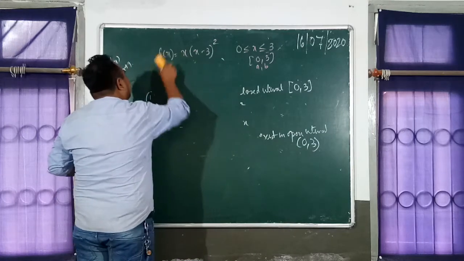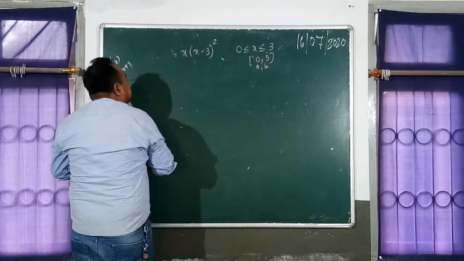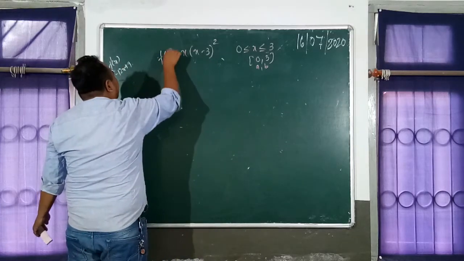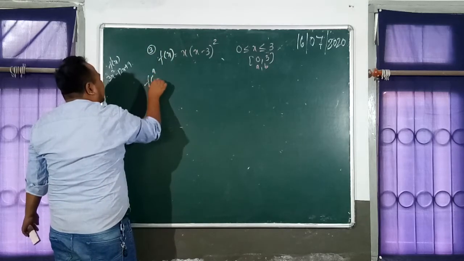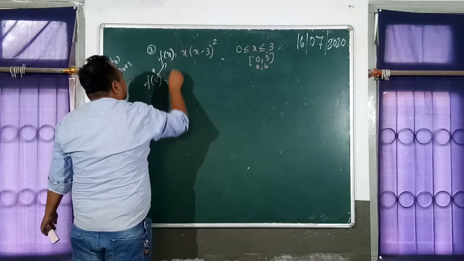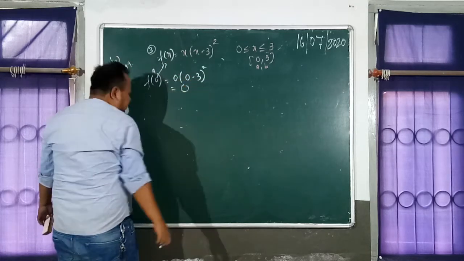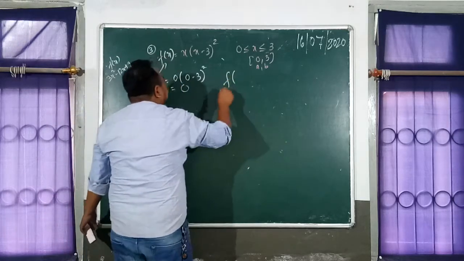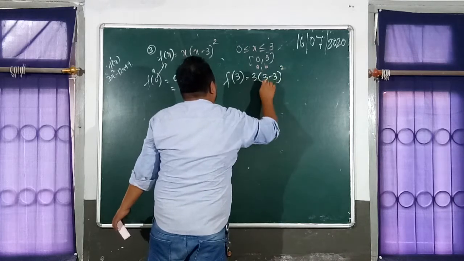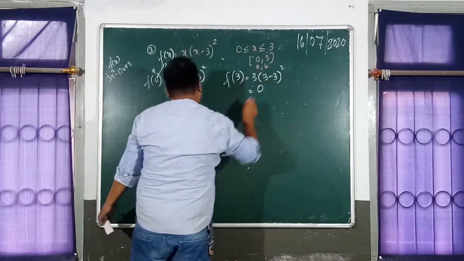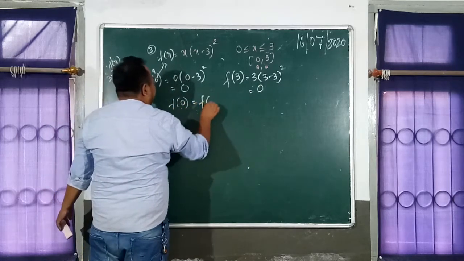Now statement number 3. For statement number 3, you need not put the value of a and b in the simplified form. Put the value in the original equation. Much easier. So f(a), what is a? 0. Put it out here. So it's going to be 0 into (0 - 3)², that's equal to 0 because 0 into anything is 0. And again f(3), so this is going to be (3 - 3)². 3 minus 3 is 0, 0 into 3 is again 0. So what did you show? That f(a) = f(b).